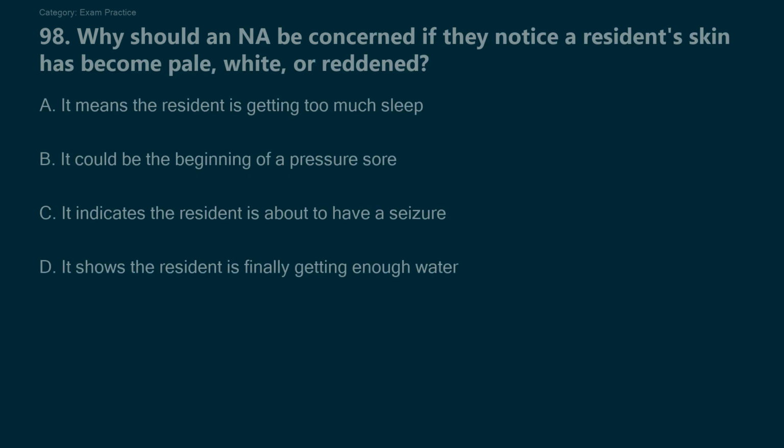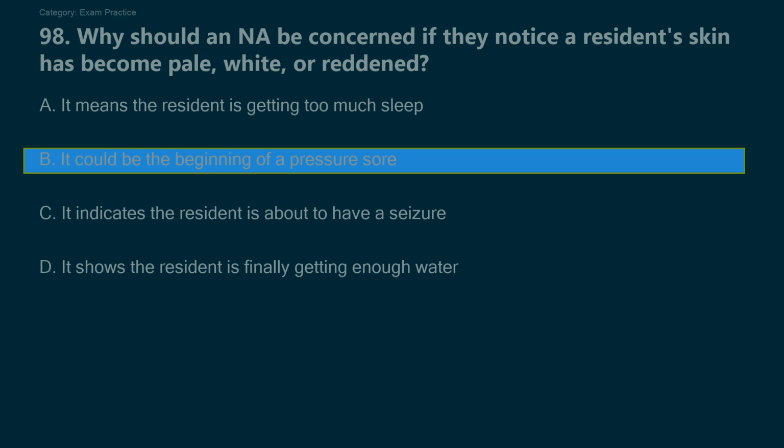Question 98. Why should an NA be concerned if they notice a resident's skin has become pale, white, or reddened? Option A, it means the resident is getting too much sleep. Option B, it could be the beginning of a pressure sore. Option C, it indicates the resident is about to have a seizure. Option D, it shows the resident is finally getting enough water. The correct answer is option B, it could be the beginning of a pressure sore.